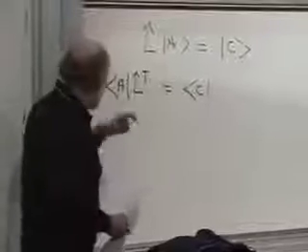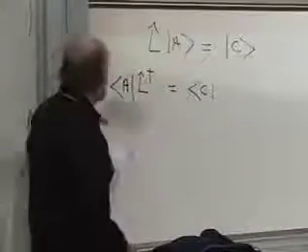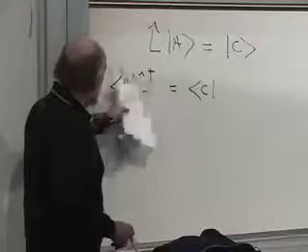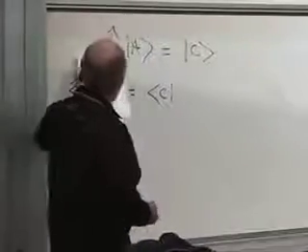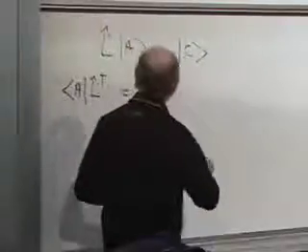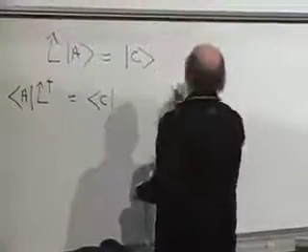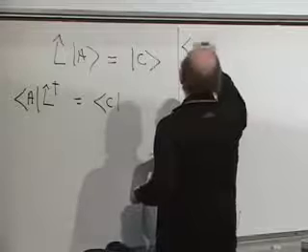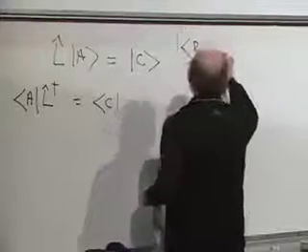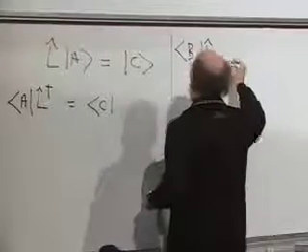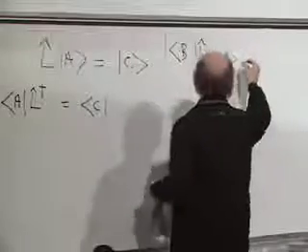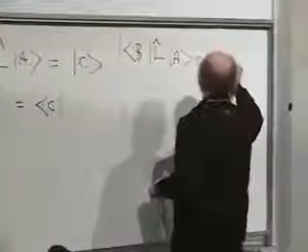Let's see if we can find the relationship between L and L dagger. To do that, let's take the inner product of the top equation with B. So here's our equation. Now we're going to come over to here, take the inner product <B|L̂|A>. And what is that? That's <B|C>.